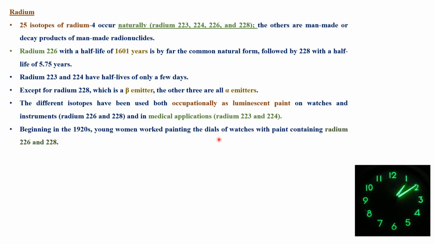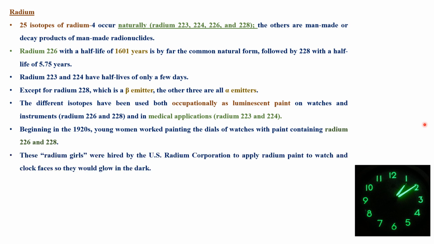We'll discuss the case which we mentioned in the previous slide. During the 1920s, there were young women working as dial painters. They were using radium 226 as well as 228. These women are called the radium girls. They were hired by a company, US Radium Corporation. The main purpose of these girls was to apply radium paint to watch and clock faces so that they would glow in the dark.